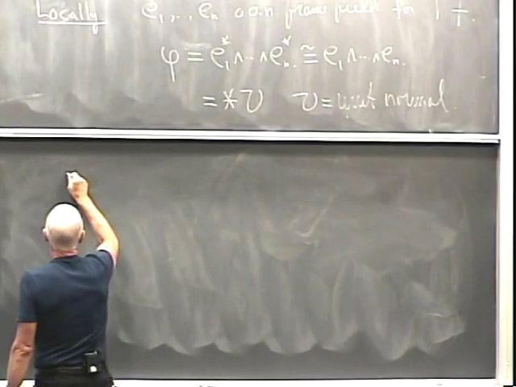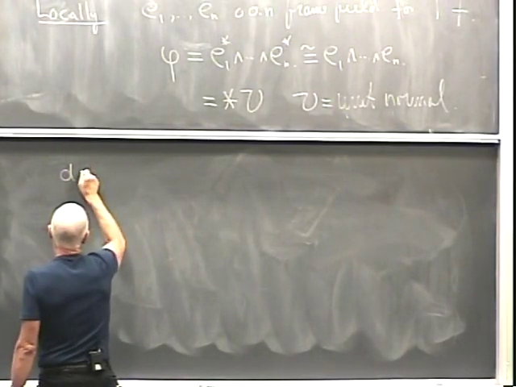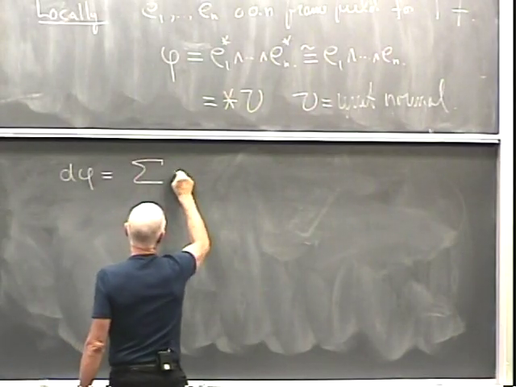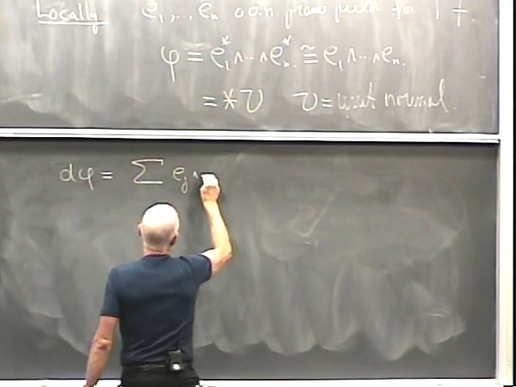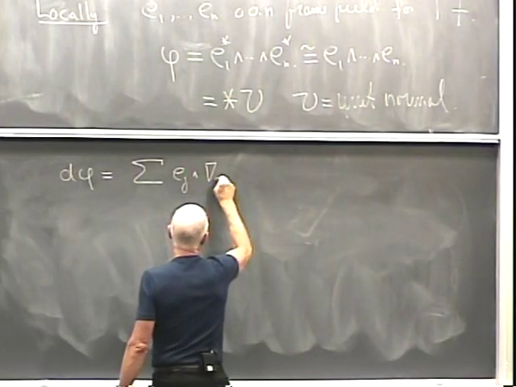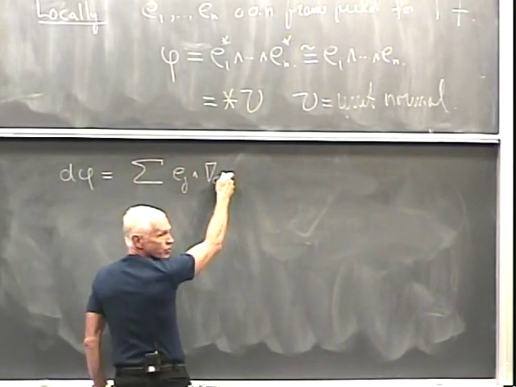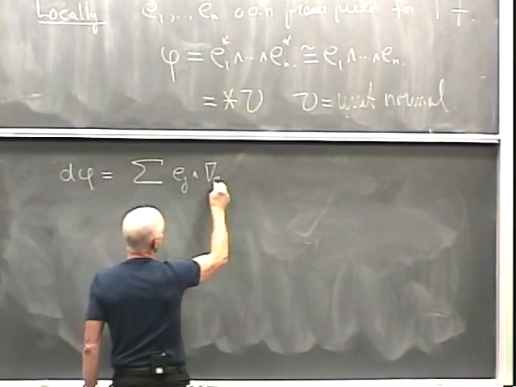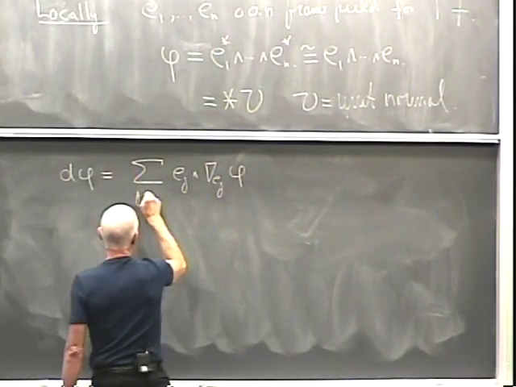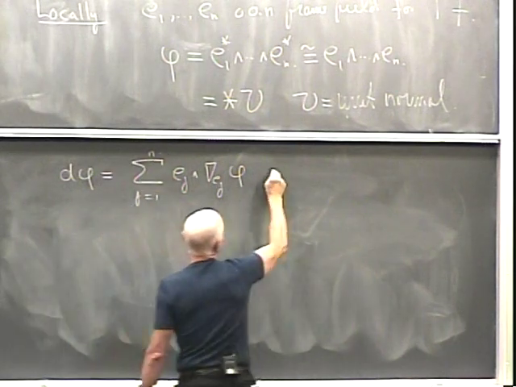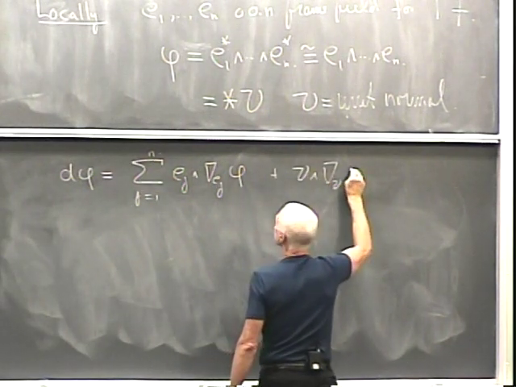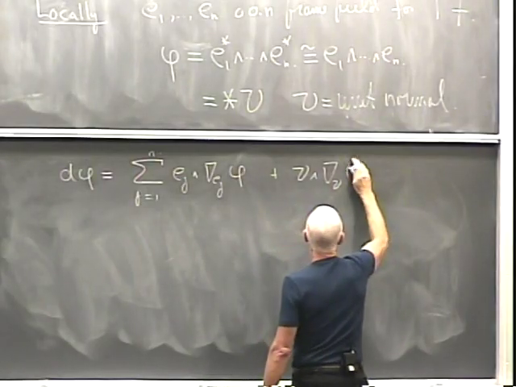So let's take, what is d phi? Well, one way of writing down the exterior derivative is like this. You take covariant differentiation with respect to the Riemannian connection and then follow it by wedge product. But you have to do it over a full orthonormal basis, so we also have to have here nu wedge del nu of phi.